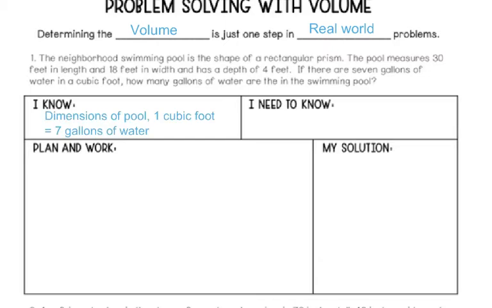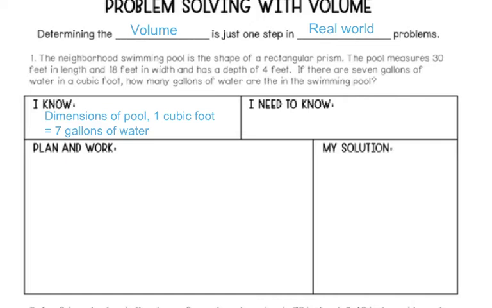There are a couple of pieces of information I know here. First of all, I know the dimensions of the pool. I know the length, width, and depth. I also know that 1 cubic foot is going to equal 7 gallons of water. So it seems like we're probably going to have to do a conversion at the end and take our volume in cubic feet to see how many gallons that is.